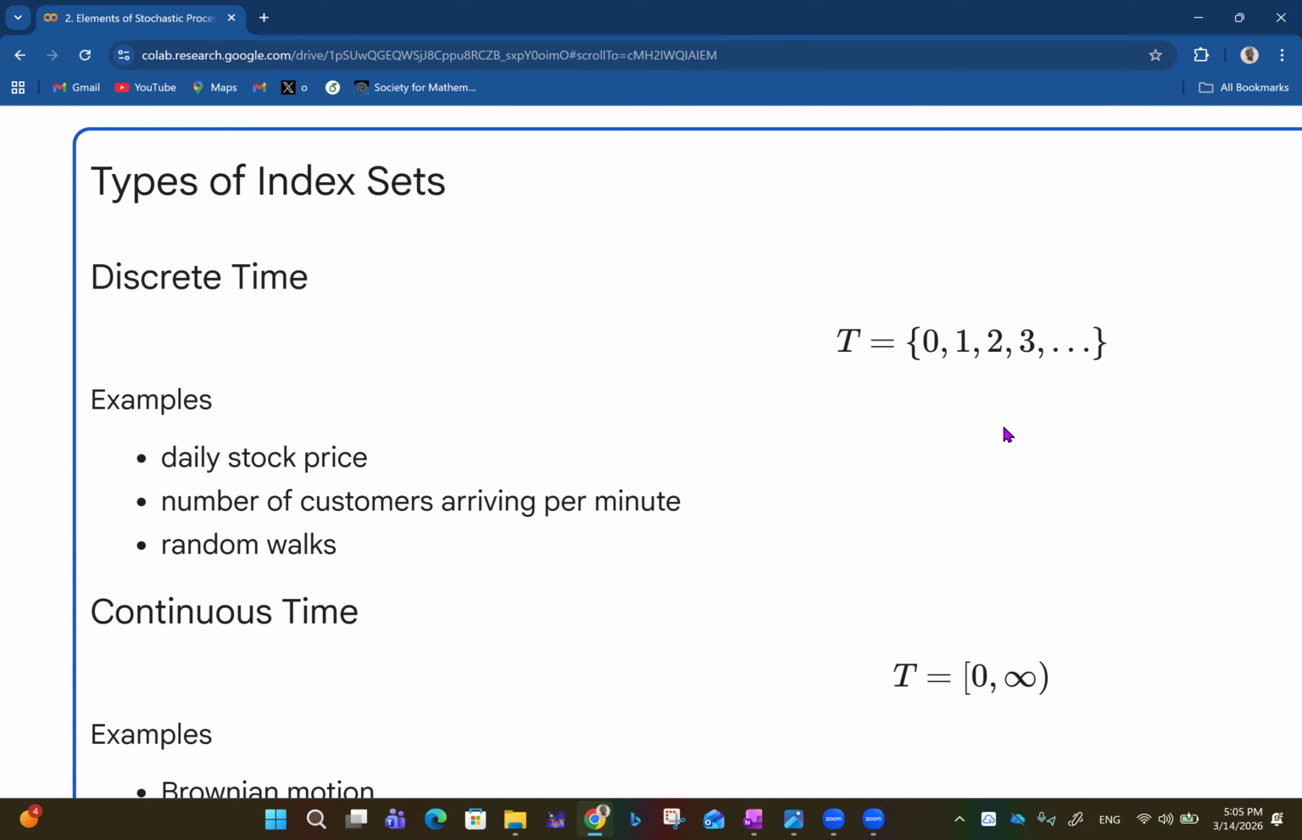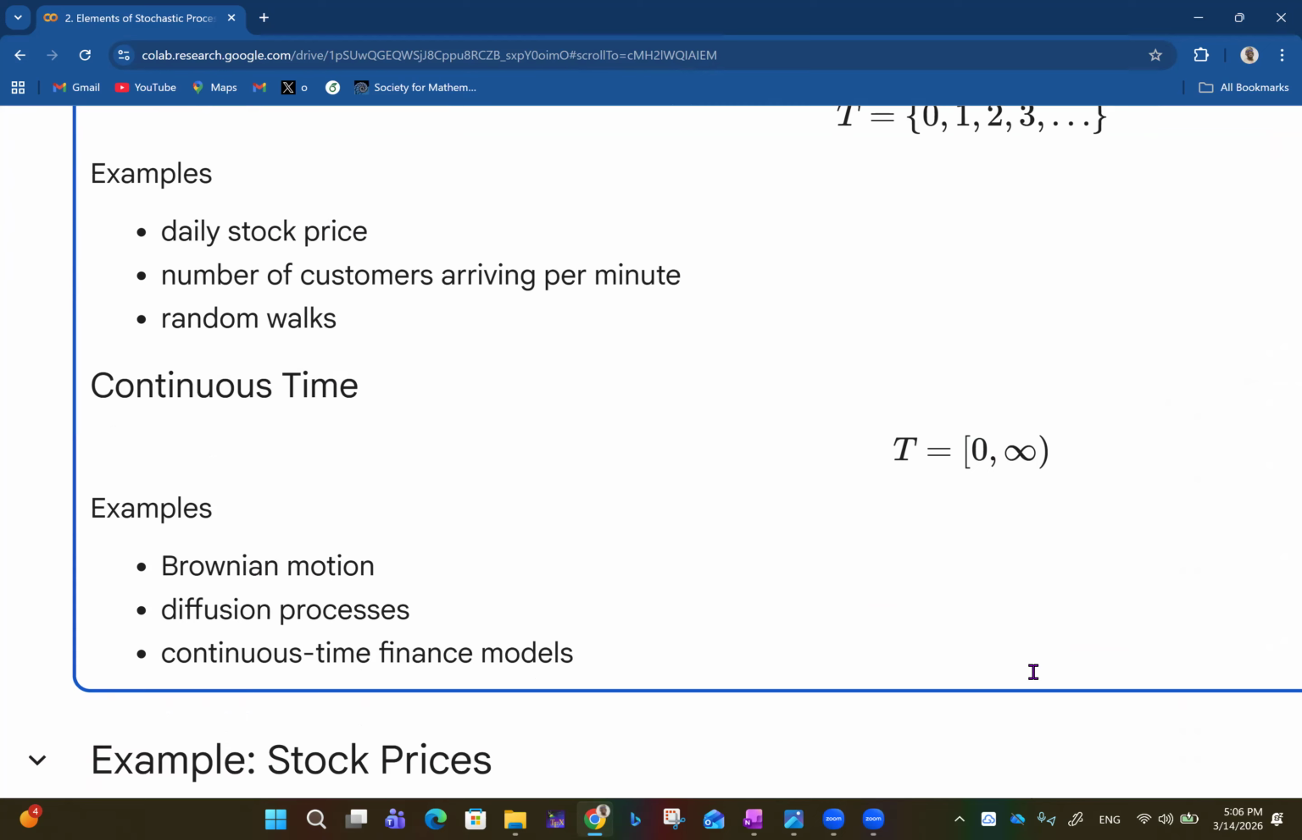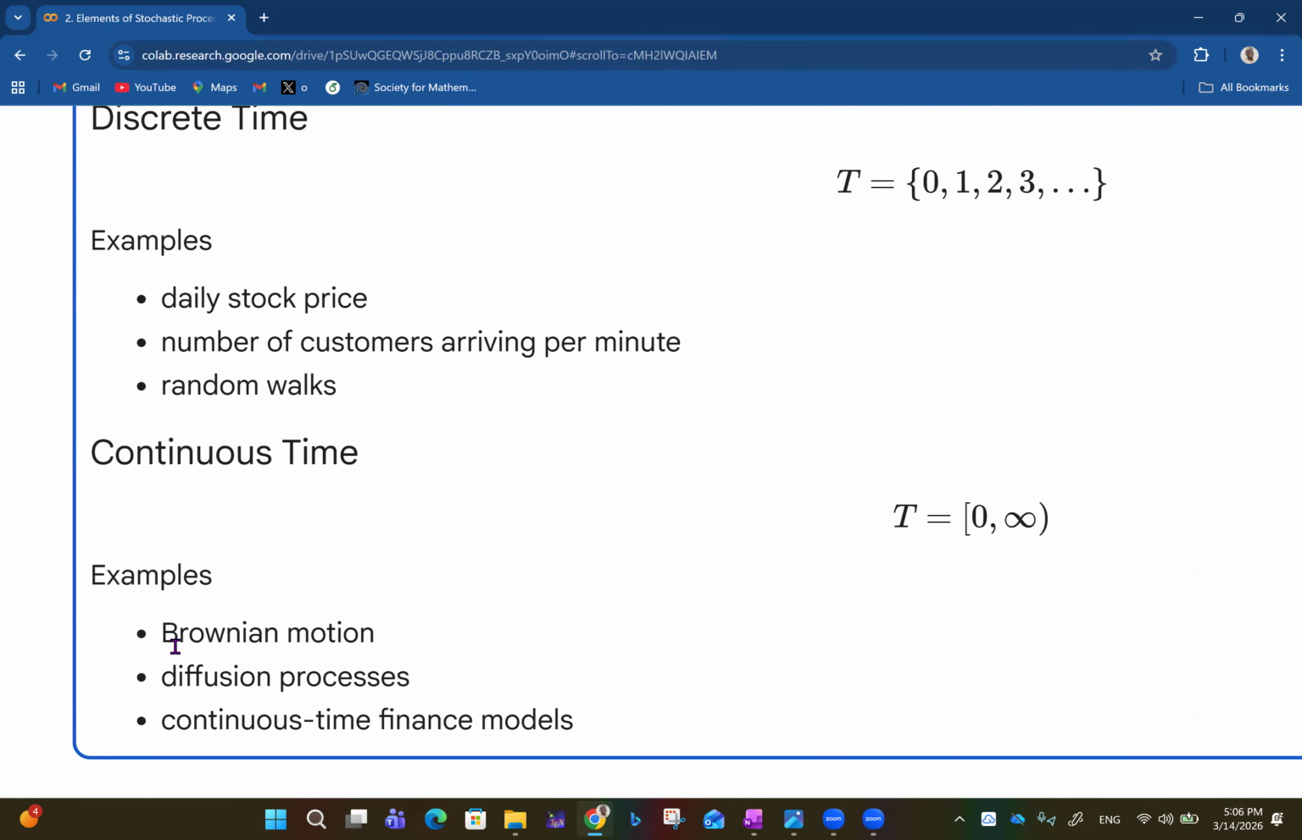Examples of that would be daily stock price or exchange rate: what is it today? That's daily. Then you have the number of customers arriving per time, and random walks too. Then you have continuous time, which just keeps going on. You can get into the system at any point in time and find out what's happening. You have that in Brownian motion.